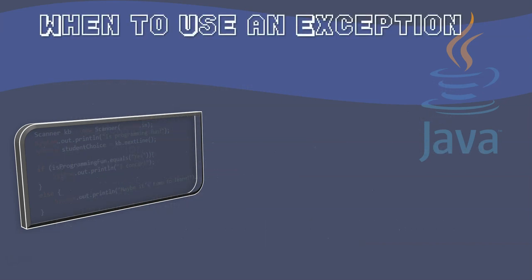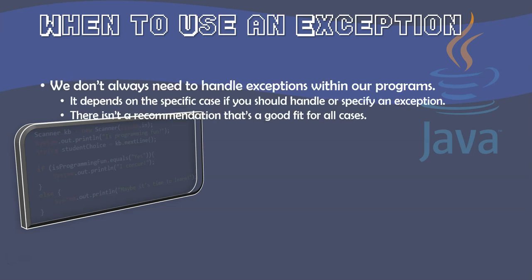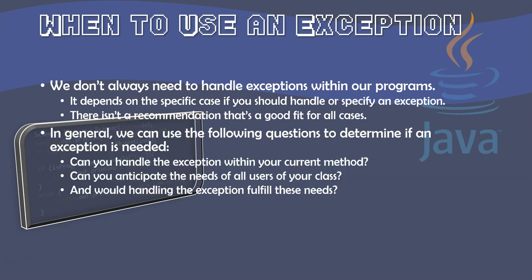Now, when should we actually use an exception? What are the things we need to look at? The thing you have to remember is that we don't always need to handle exceptions within our programs. It really depends on the specific case of whether or not we should handle or specify an exception. There's not really a one-size-fits-all recommendation that's a good fit for all cases. But in general, we can use the following questions to determine if an exception is needed.